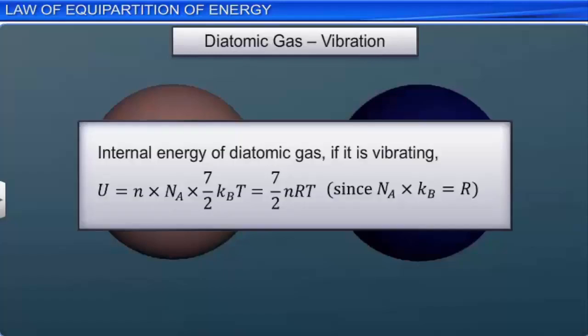The internal energy of n moles of a diatomic gas, if it is vibrating, is U is equal to n into Na into 7 by 2 kBT. Since Na into kB is equal to R, we get the internal energy of a diatomic gas, if it is vibrating, as U is equal to 7 by 2 nRT.